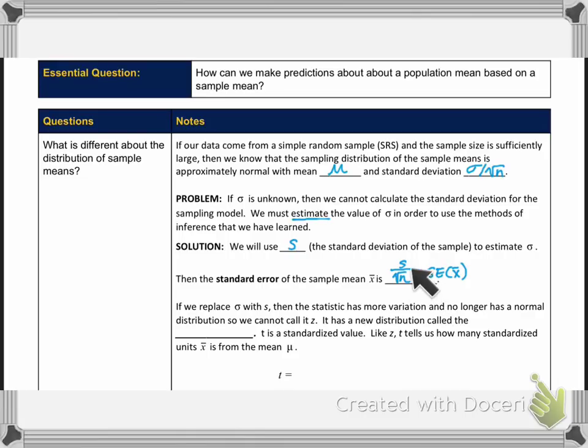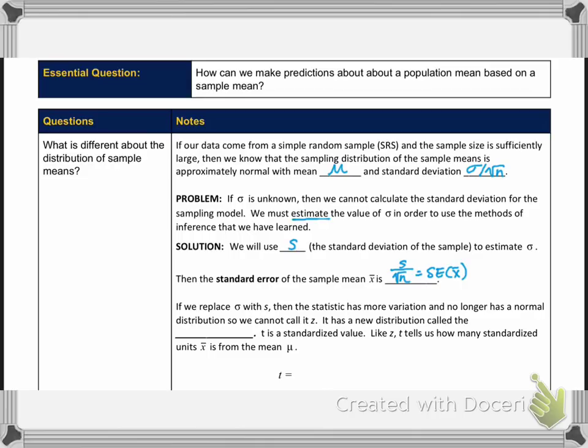I'm going to try to point to it here. We're going to use this s here from whatever sample we collect, and that's what we use instead of sigma. Otherwise, the formula looks exactly the same. You still divide by the square root of n to adjust for your variation decreasing as your sample size increases. So that's our standard error formula.